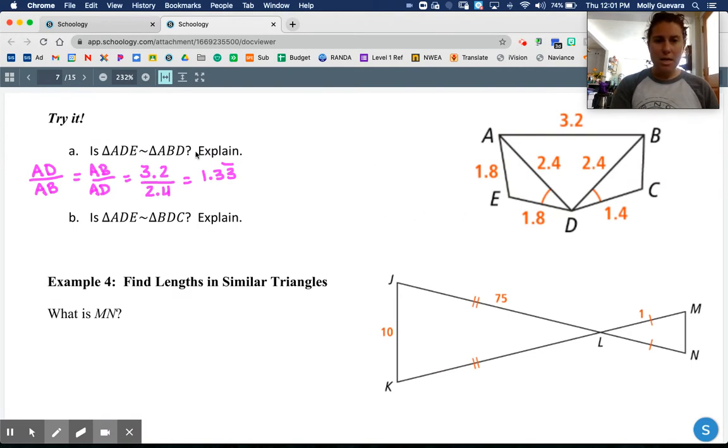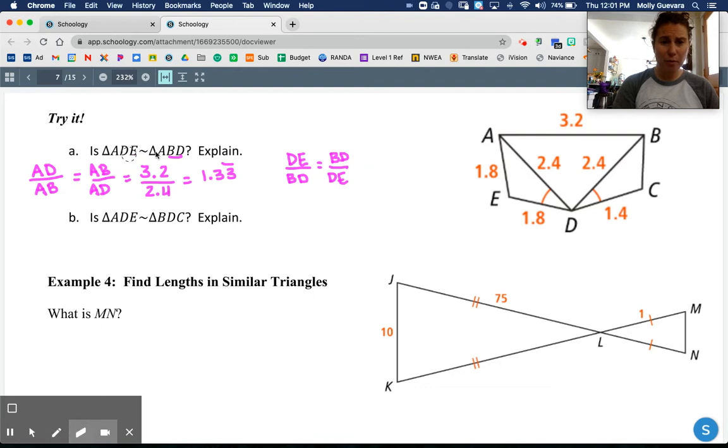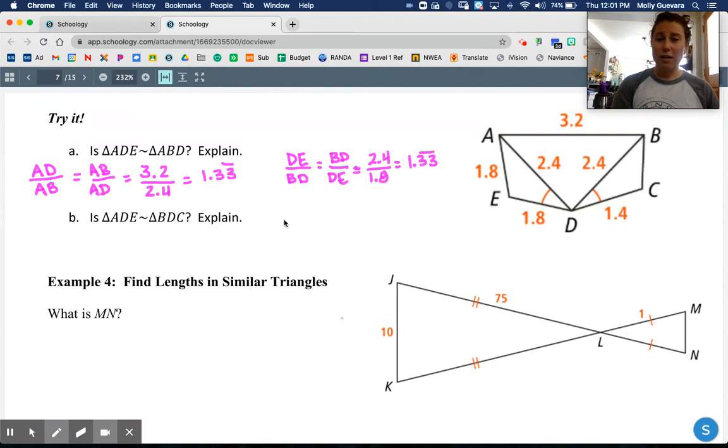Okay, now I'm going to do it again for the second two letters. DE is proportional to BD, right? Those are the second two letters. And again, you can switch those. The order does not matter. So again, I usually like to do the bigger number on top, but whatever works for you. Okay, so here B to D is 2.4 and D to E is 1.8. So I'm going to do the bigger one first. So 2.4 over 1.8. And if I divide that in my calculator, I get 1.33 repeating. Okay, so this is looking good.